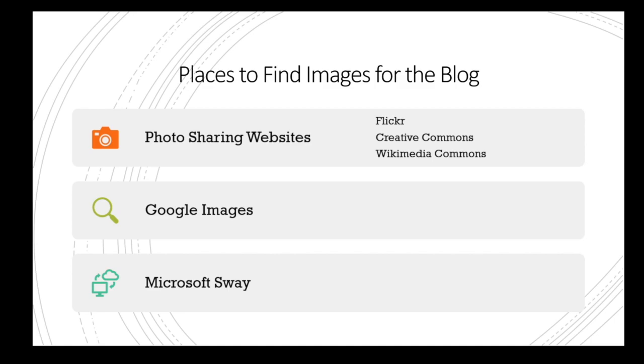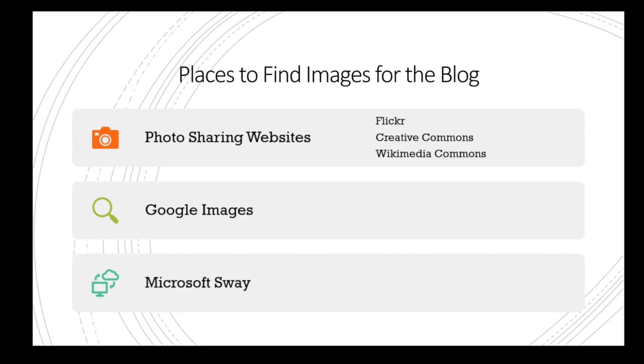Google Images is another great place to find images. However, not everything found on Google Images can be used freely, and I will show you how to narrow down your searching for those images that fall under Creative Commons so that you can use them in your blog. And the last one is Microsoft Sway, which you've already seen a little preview of, but we'll go back over how to ensure that you're looking at Creative Commons images in Microsoft Sway so that you can be certain that whatever image you find, you are actually able to use it.